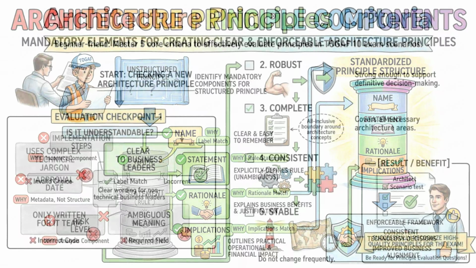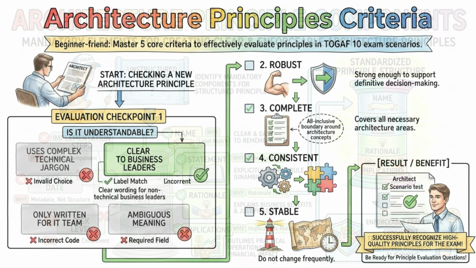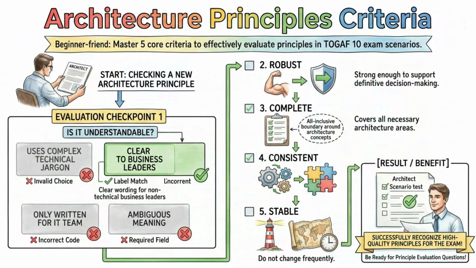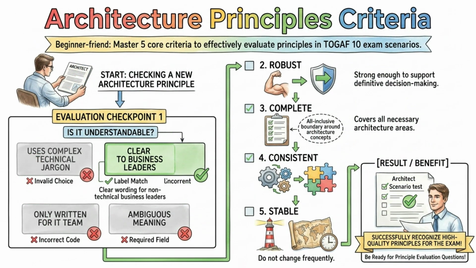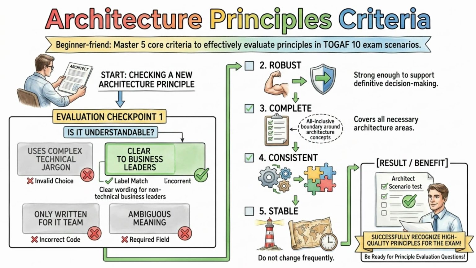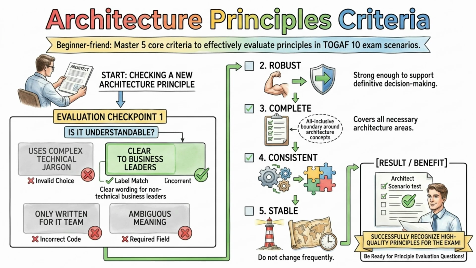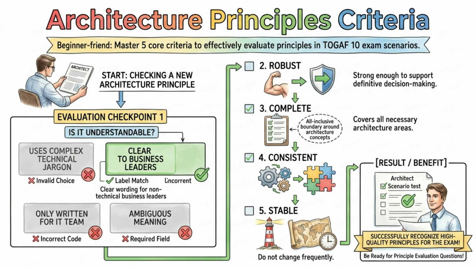High-quality architecture principles must satisfy 5 core criteria. They must be understandable, robust, complete, consistent, and stable. Understandable means the wording is clear to non-technical business leaders, while robust means the principle is strong enough to support definitive decision-making. Consistency ensures that principles do not contradict each other, and stability means they do not change frequently. Recognizing these quality criteria will help you evaluate sample principles in scenario-based exam questions.